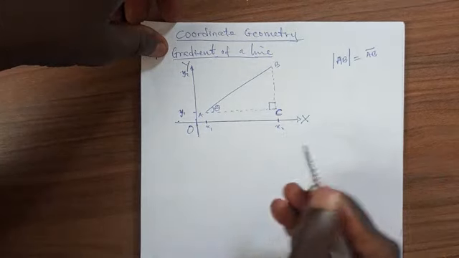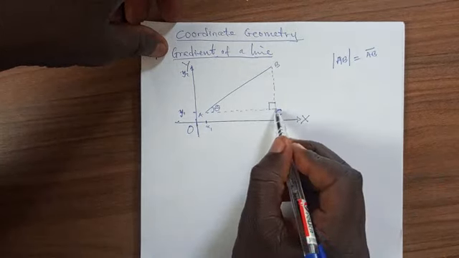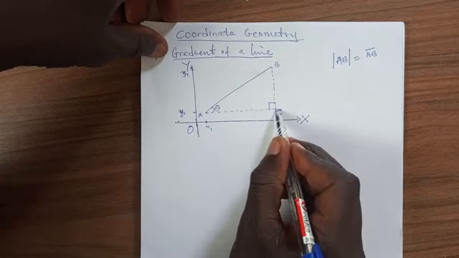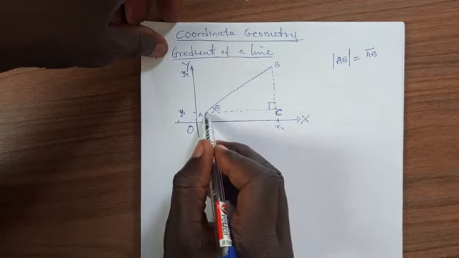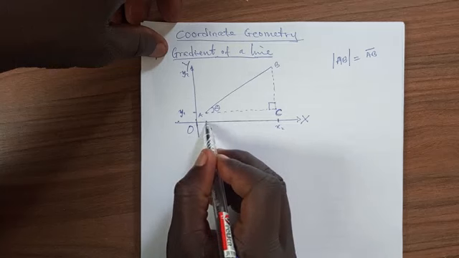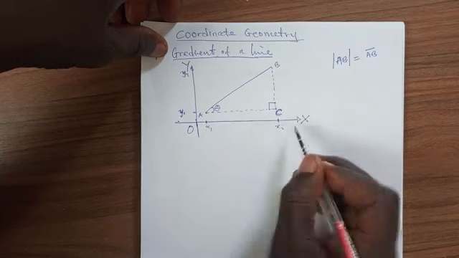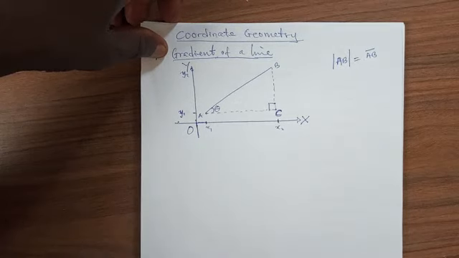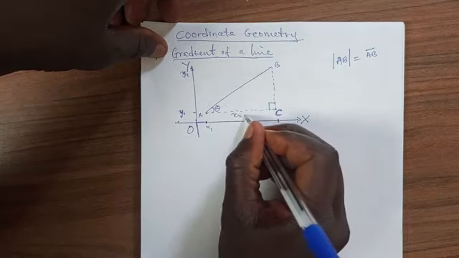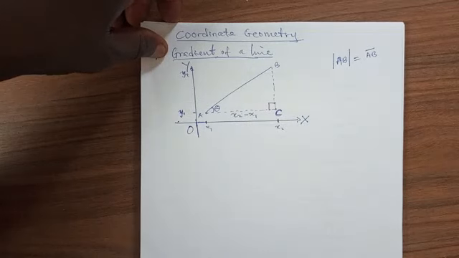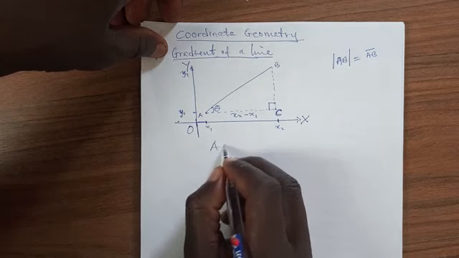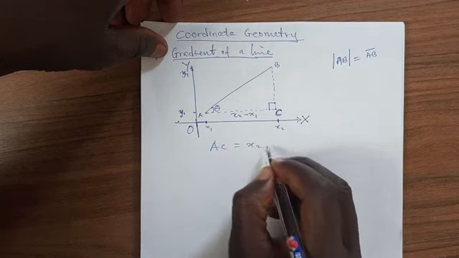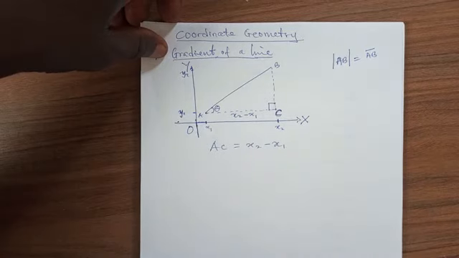Students will see that from here to here is x2 minus x1, because from here to here is x1. So from here to x2, the distance will be x2 minus this distance, which is x1. Therefore, we write x2 minus x1 for the line AC. So AC is equal to x2 minus x1.